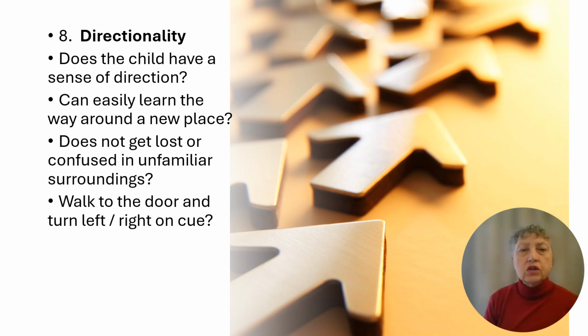In part 8, observe and record the child's general sense of direction in the school, the classroom, and the playground. Does the child have a good sense of direction? Can they easily learn to find their way around a new place and not get lost or confused in unfamiliar surroundings? Ask the child to walk to a door or to the end of a corridor and to turn left or right and then to walk back to you to see their general sense of direction.